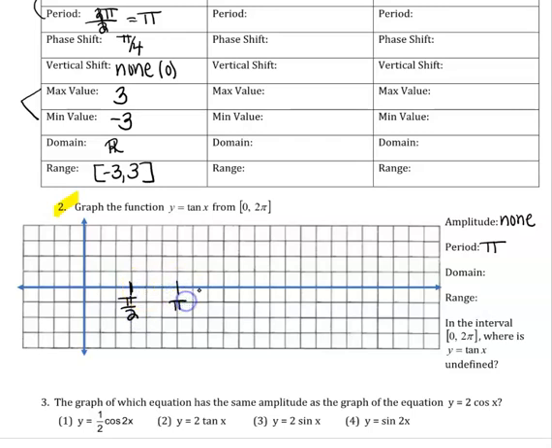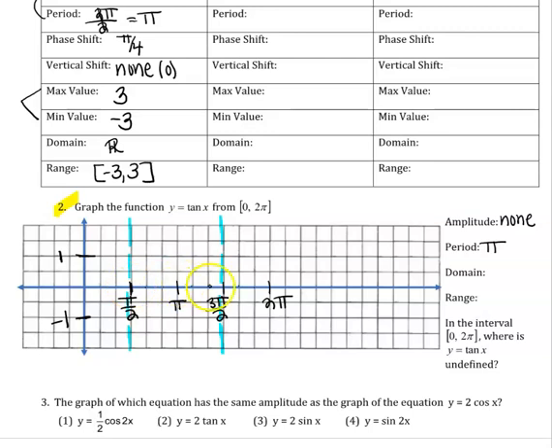2, 3, here's pi, 1, 2, 3, here's 3 pi over 2, here's 2 pi. And I'm going to make every 2 boxes equal to 1 on my y-axis. Now, at odd multiples of pi over 2, so that would be pi over 2 and 3 pi over 2, we're going to put in vertical asymptotes.